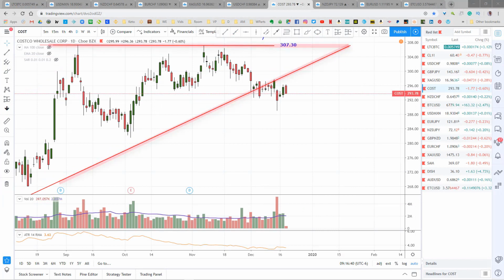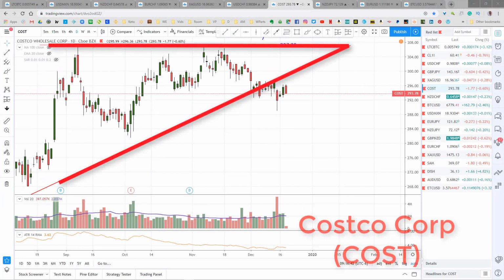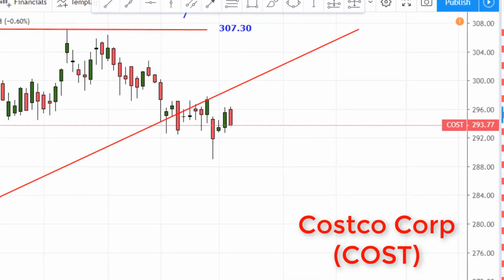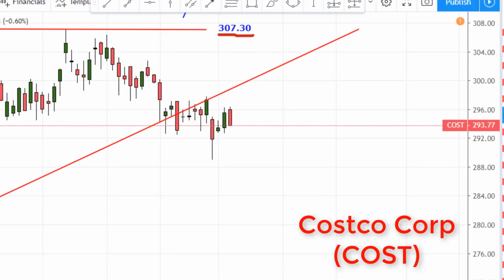This daily ascending triangle on Costco that I talked about in late October looks like it's blowing out. Just like the dollar Swissy though, this 307.30 level is a strong resistance level, so we need to watch it when it approaches this level again.